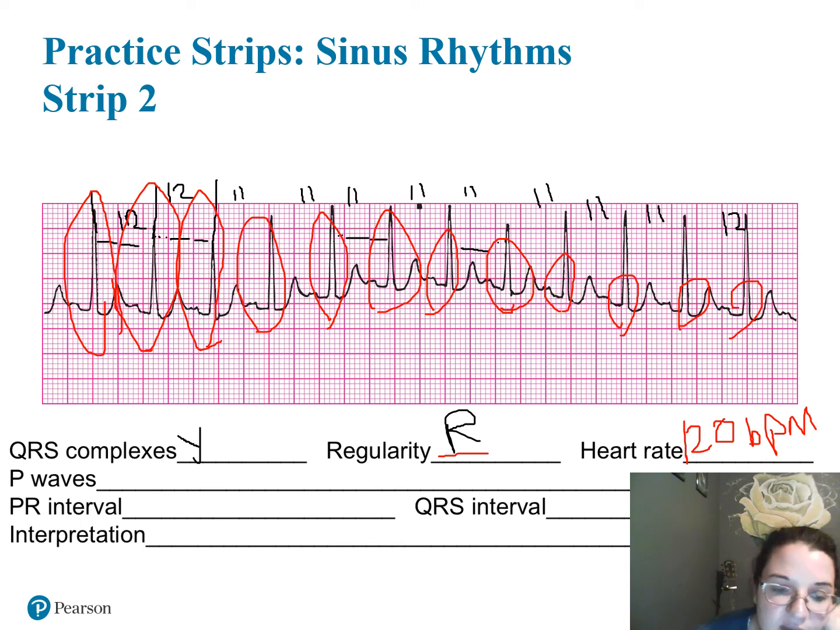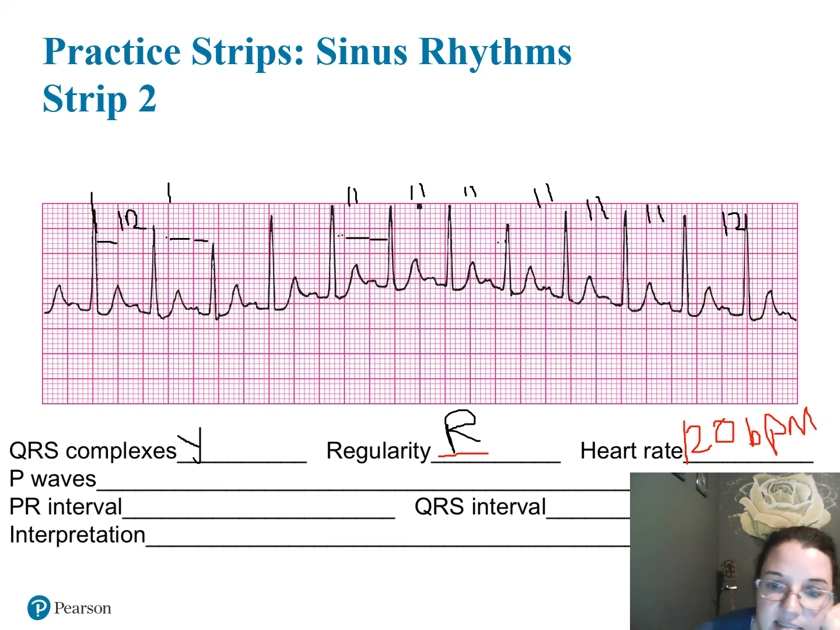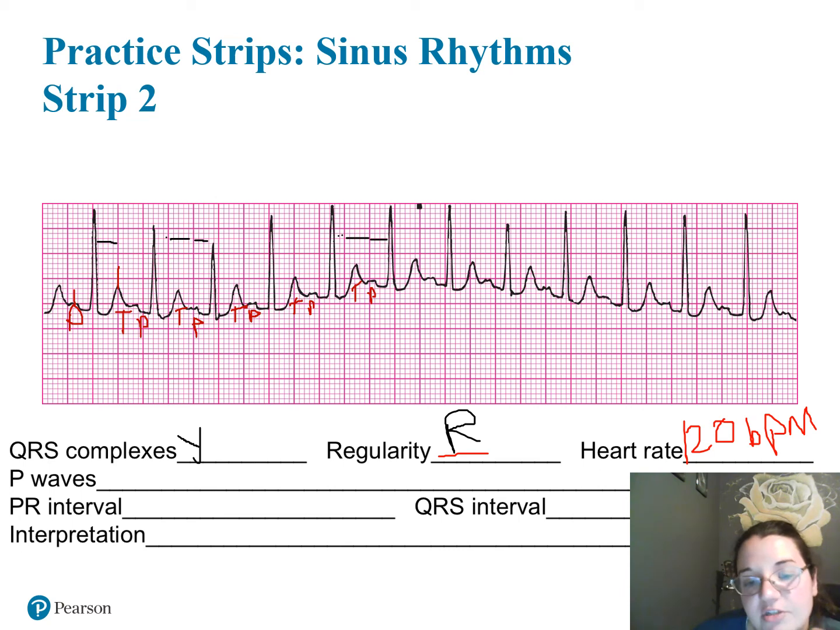Next question, do I have P waves? Yes, I do. How do I know where my P waves are? They're going to be in front of that QRS. Here's a P, there's my T, QRS. So here's P, T, P, T. Ooh, look at that P. It's really small. T, and then look what happened to my P here. It's starting to get buried in my T. T, P, T, P, and so on. So do I have P? Yes, I do.